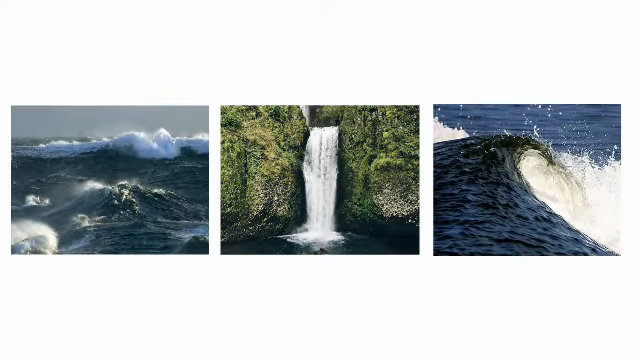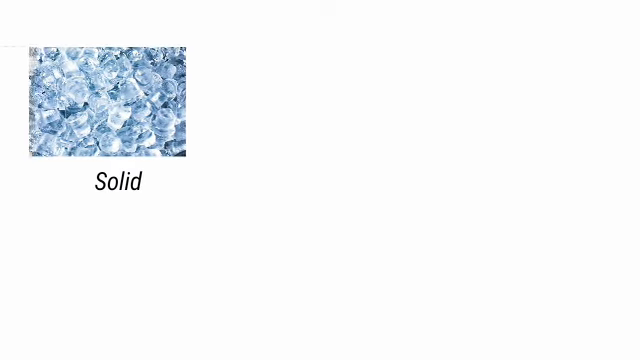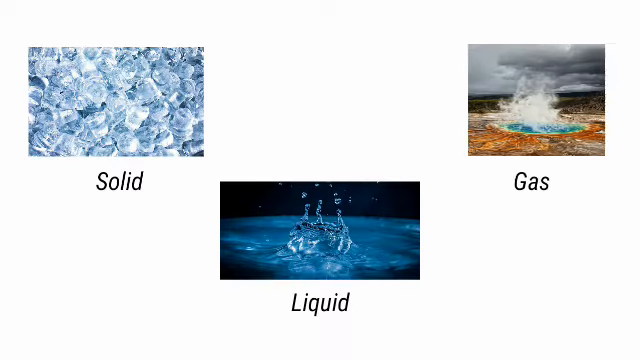The Earth's water is constantly in motion through the water cycle, meaning Earth's water is always moving around the Earth in different phases. In the water cycle, we can encounter water in the phases of solid, water as ice, liquid, water, and gas, water as vapor.